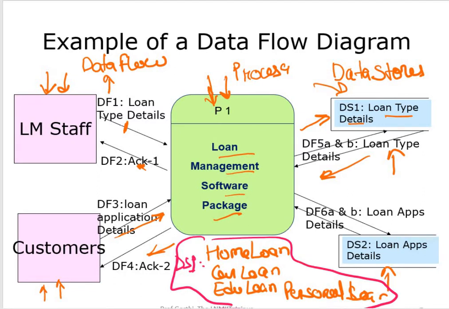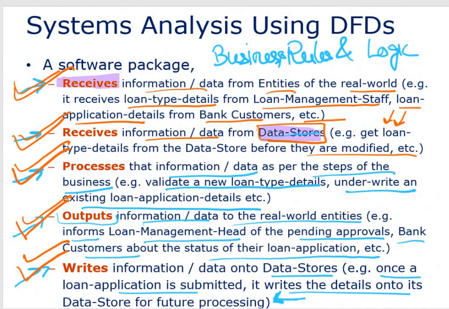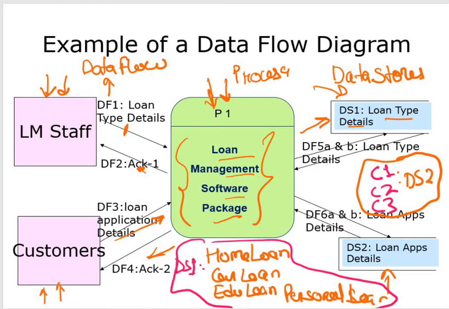Right, so this is all about my data store 1. On the other hand, I'll have, let's say, loan application details. I'll have the detail about customer 1, customer 2, customer 3. So this will be your data store 2. All these things are stored in data store 2. Don't get confused right now. We are going to go into much more detail about these data flow diagrams with the help of this same example in the coming slides. At this moment, based on this particular discussion about the software package and what all it does, I've added this in order to explain the basic idea about your data flow diagram.